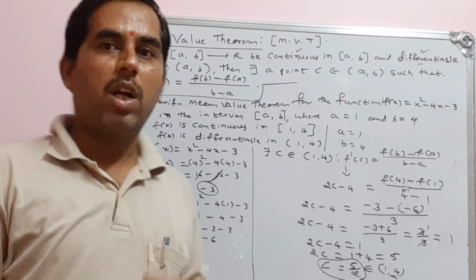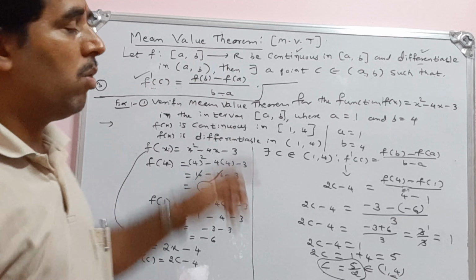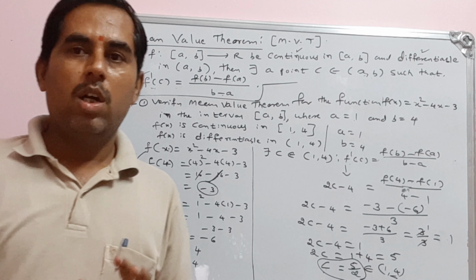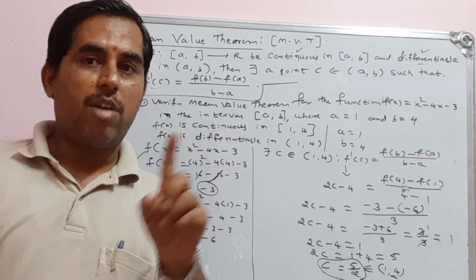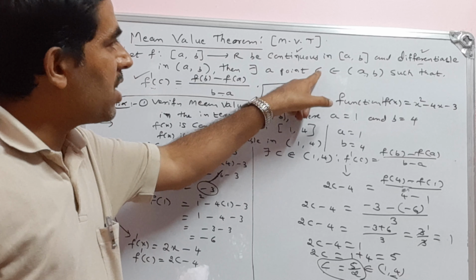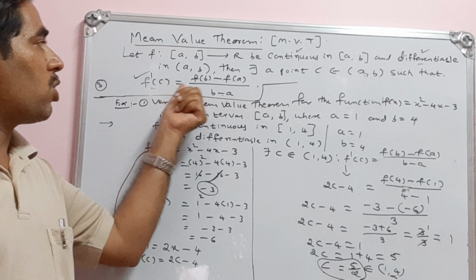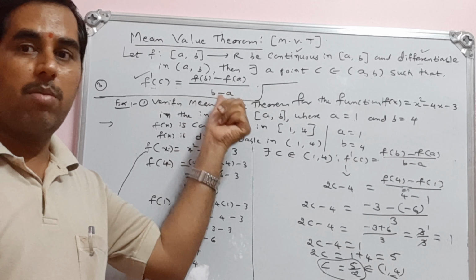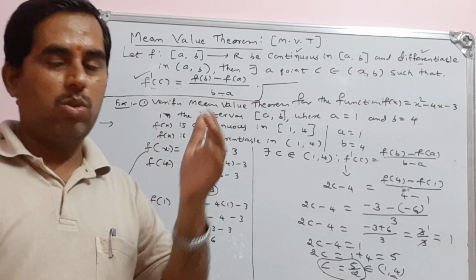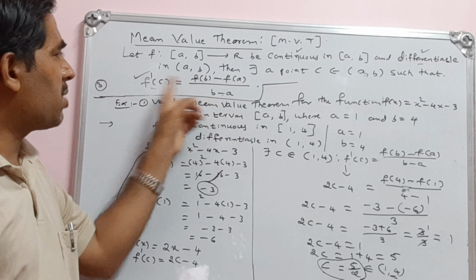So in this session we have learned mean value theorem. What is the difference between Rolle's theorem and mean value theorem? Rolle's theorem means f of b is equal to f of a. Mean value theorem means there is a point C such that the slope of the tangent at the given point is equal to the slope of the secant. So f of b minus f of a divided by b minus a is nothing but the slope of the secant, equal to the slope of the tangent to the curve. Both are parallel, and parallel lines mean slopes are equal. So we equated the slopes and got this point.